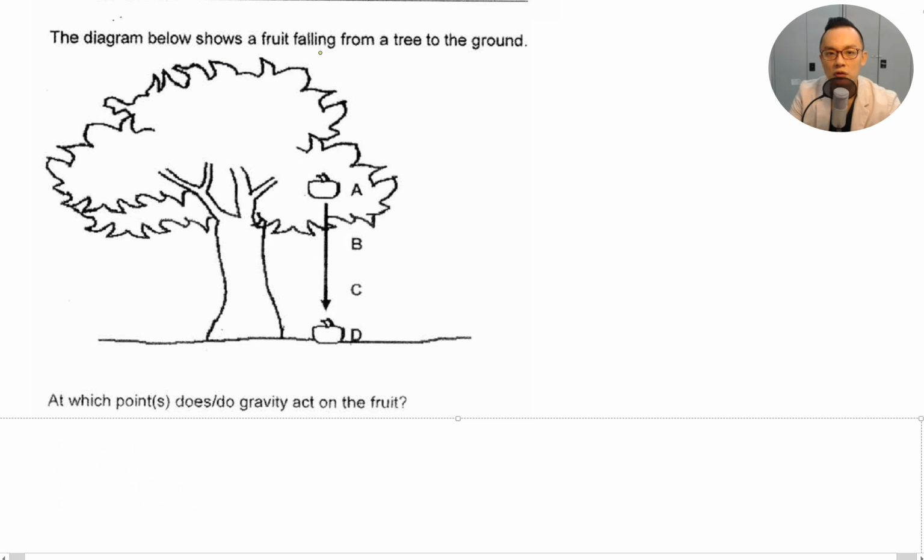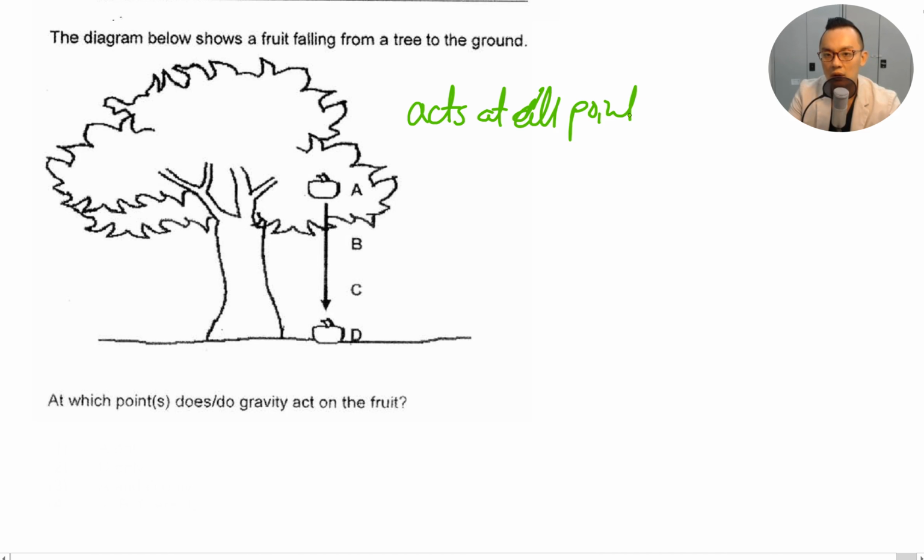The diagram below shows a fruit falling from a tree to the ground. At which point does gravity act on the fruit? Okay, so from here to here, at all points, gravity acts at all points. Let me just rub this away. So gravity acts at all points, wherever you are, there will always be gravitational force on you.